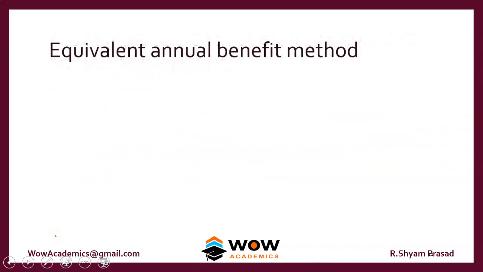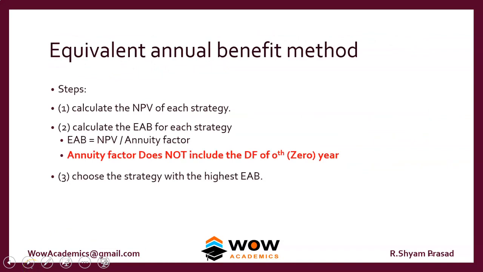Similar to the asset replacement decision, we can also work out an equivalent annual benefit. So again, in this option, we have to do NPV for each of the options or strategies, divide the NPV by the annuity factor, and we get the EAB. As this is a benefit, we have to choose the highest EAB.